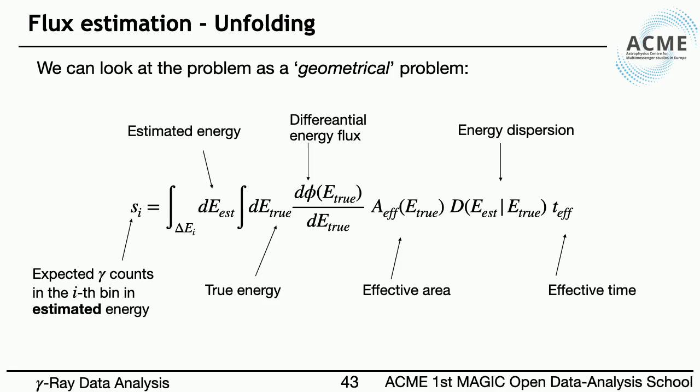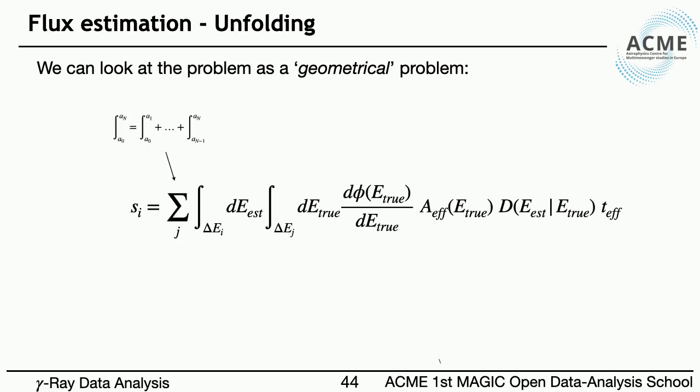Now, as you can see in this expression, we also have to perform an integral over E_true, being a parameter over which we need to integrate. And we know that this integral can also be split in subintervals, so that we can write the expected counts as a sum over contributions from different true energy bins, where the index j runs over the bins in true energy.